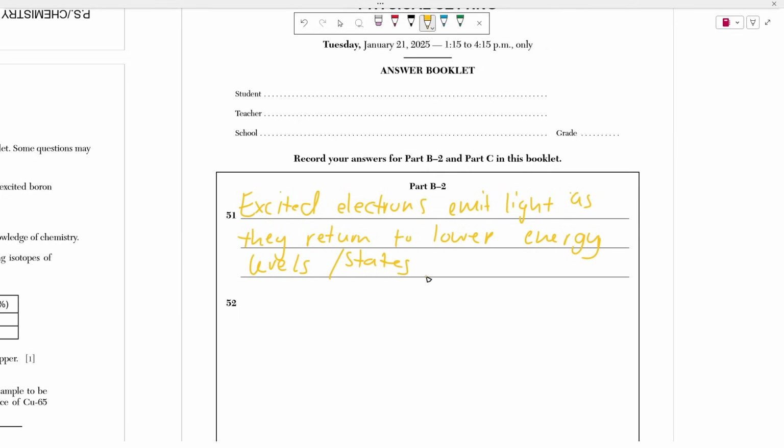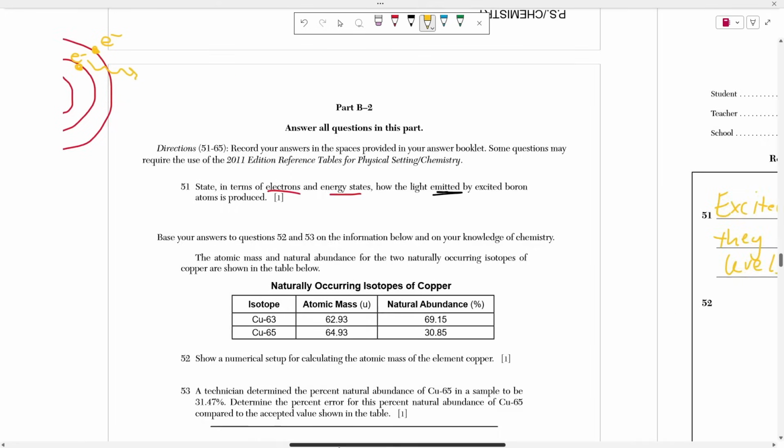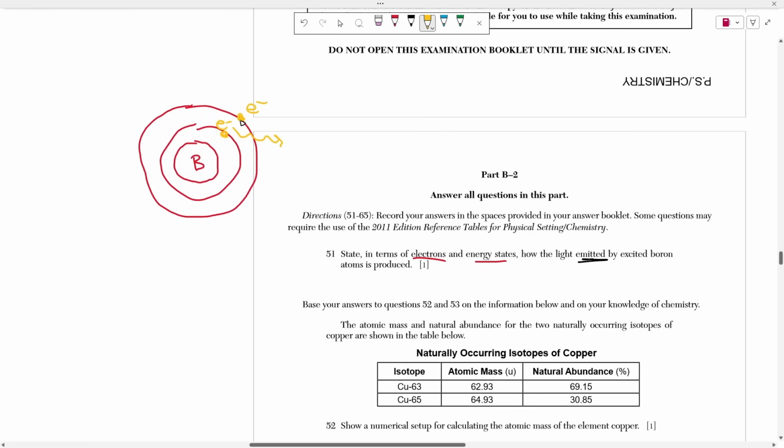You could also say that the boron electrons lose energy as they return to lower energy states. You could also say that excited electrons move to lower energy states. You could have said that electrons in excited boron atoms release energy as the electron moves from higher energy states to lower energy states. So again, as long as you're moving inwards, you're losing energy. And again, how do you lose energy? Well, you emit it as light.